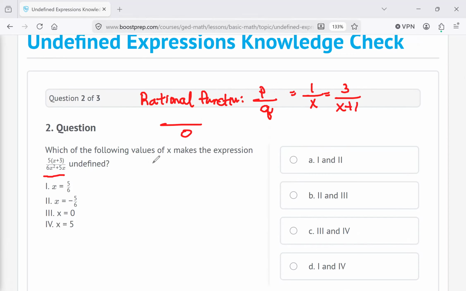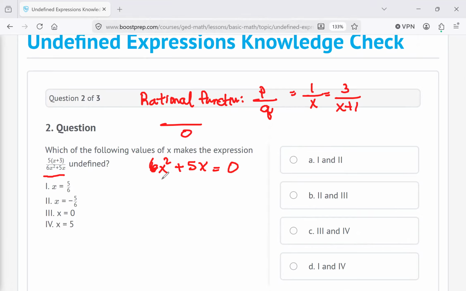So our bottom, or our denominator, is 6x squared plus 5x. Set that to 0 and then solve for x. So how do I solve for x? You're going to have to factor, right? And how do I factor 6x squared plus 5x?